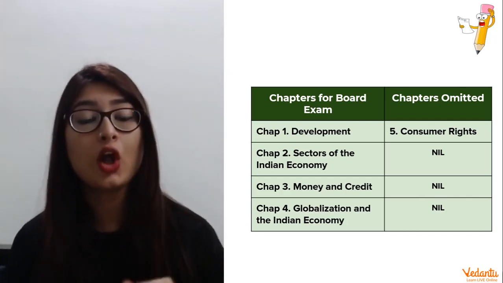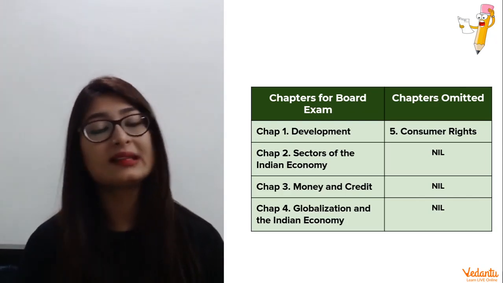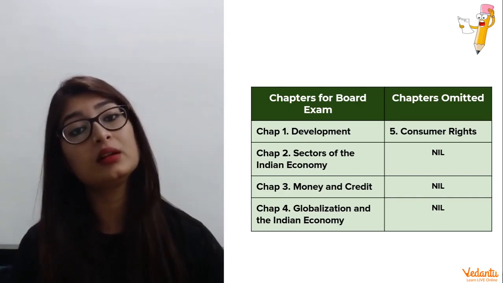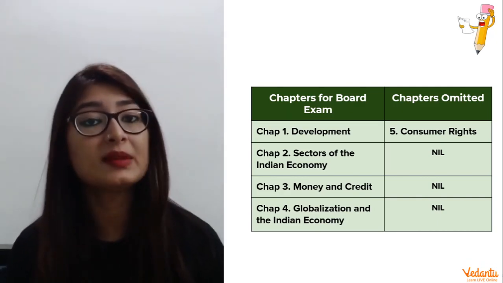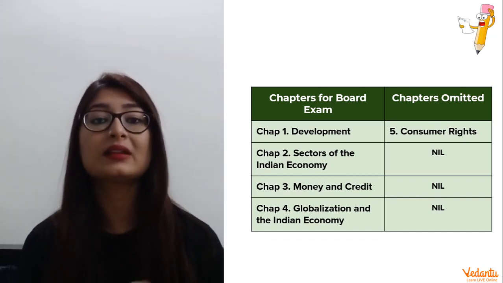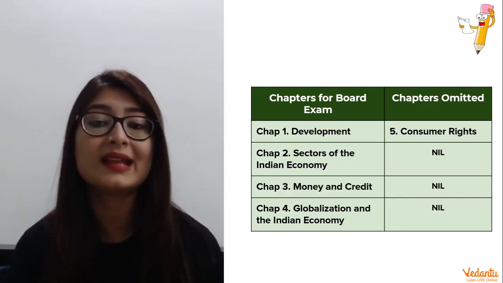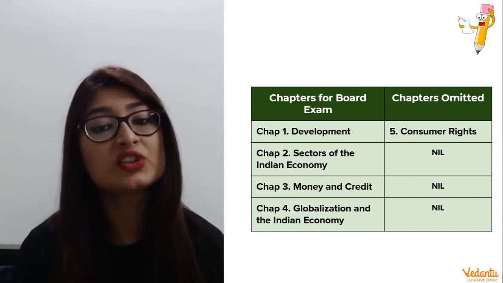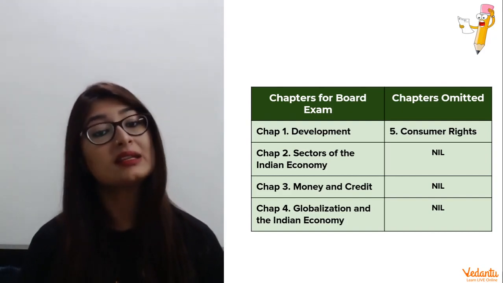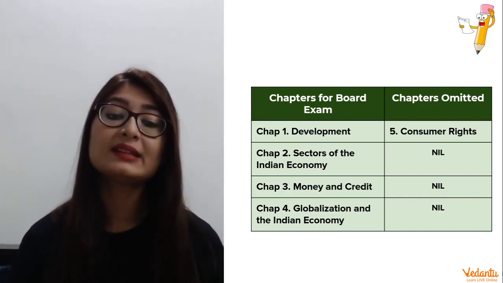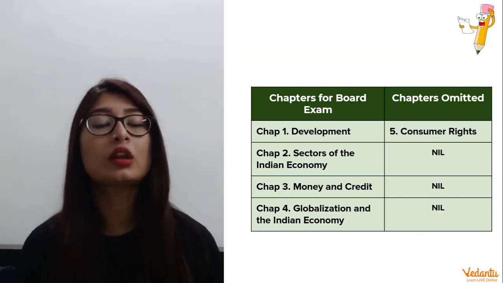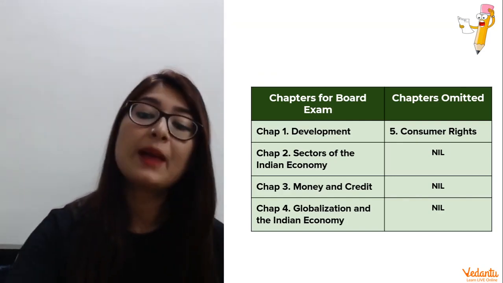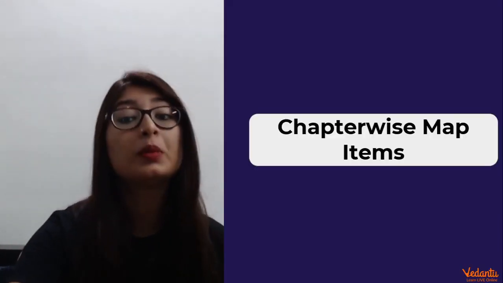So from economics, the syllabus is pretty much the same. All those 4 chapters which were there earlier are still a part of the syllabus. Nothing has really been omitted except for chapter 5. So chapters 1, 2, 3 and 4, development sectors of the Indian economy, money and credit, and globalization and the Indian economy, are still a part of our syllabus. The chapter that has been omitted is chapter number 5, which is consumer rights.